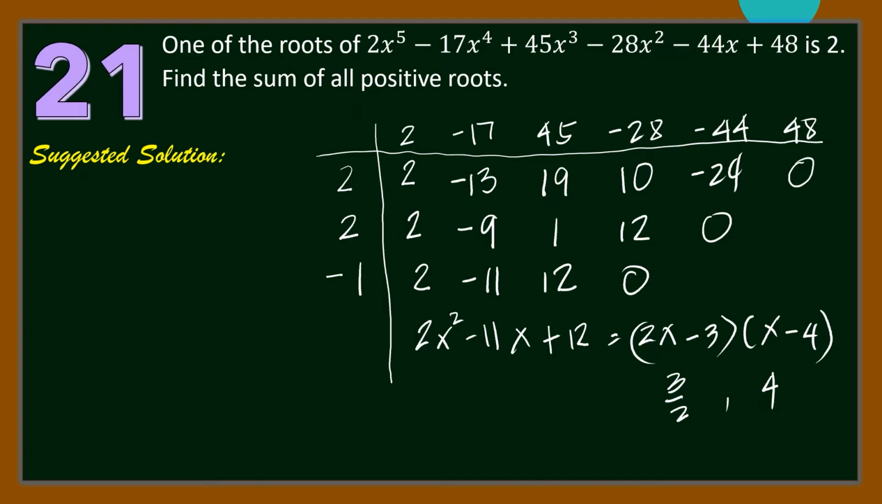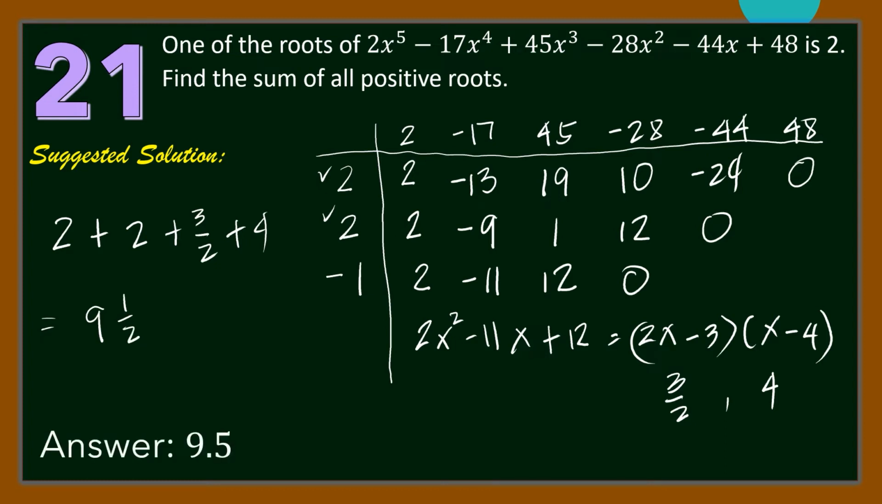Then we can get the sum of all the positive roots, that is 2 plus 2 plus 3 halves plus 4, and this is equal to 9 and 1 half. The sum, therefore, is 9.5.